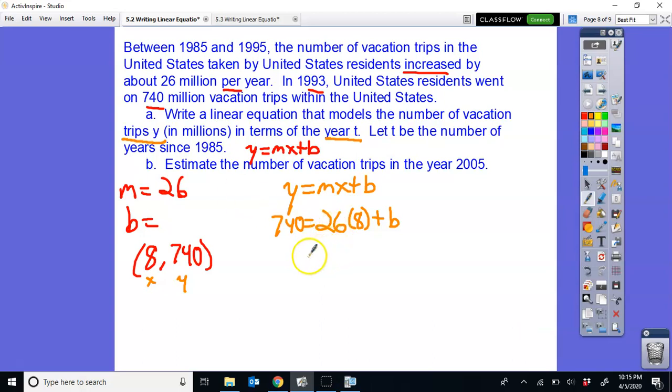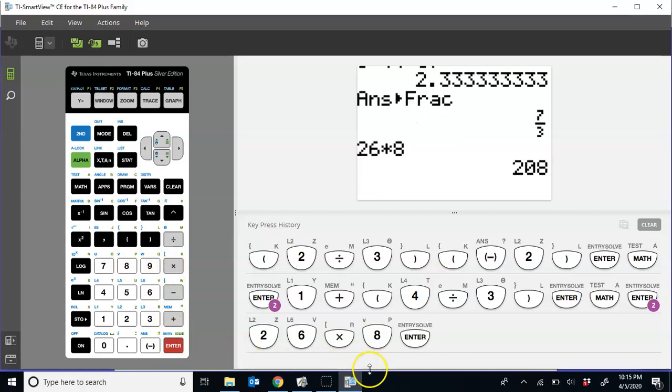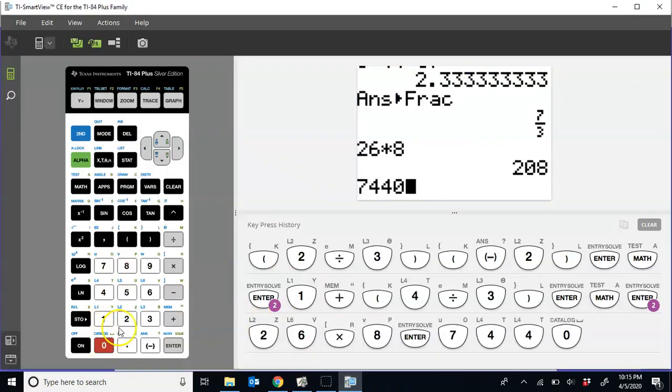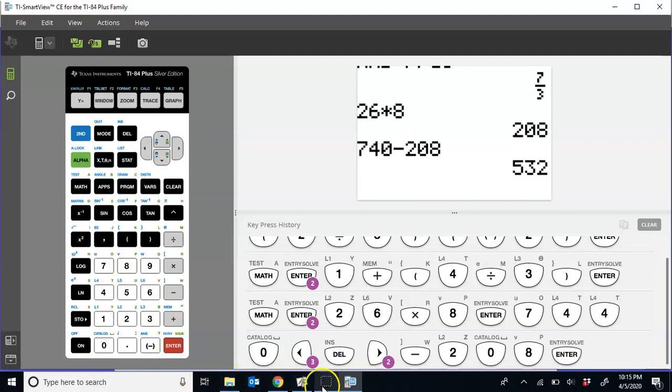So then what we do is we take this and we do 26 times 8. So we take out our handy-dandy calculator and we do 26 times 8. That's going to be 208. So this is 740 equals 208 plus b. Well, what would b be? Well, we subtract 208 from both sides. And that's going to give me a b value of 532. Again, if you need your calculator, you can take 740 minus 208. Press enter, and it tells you 532.